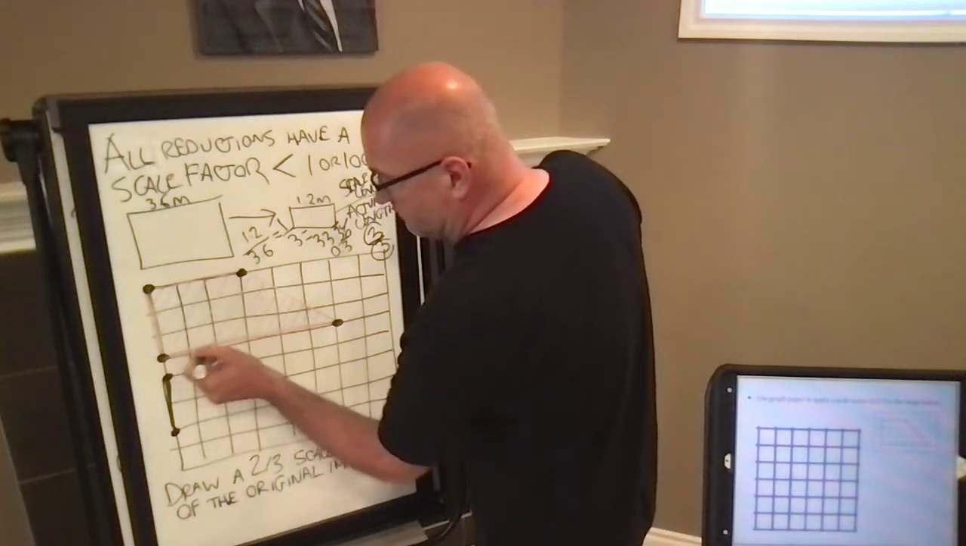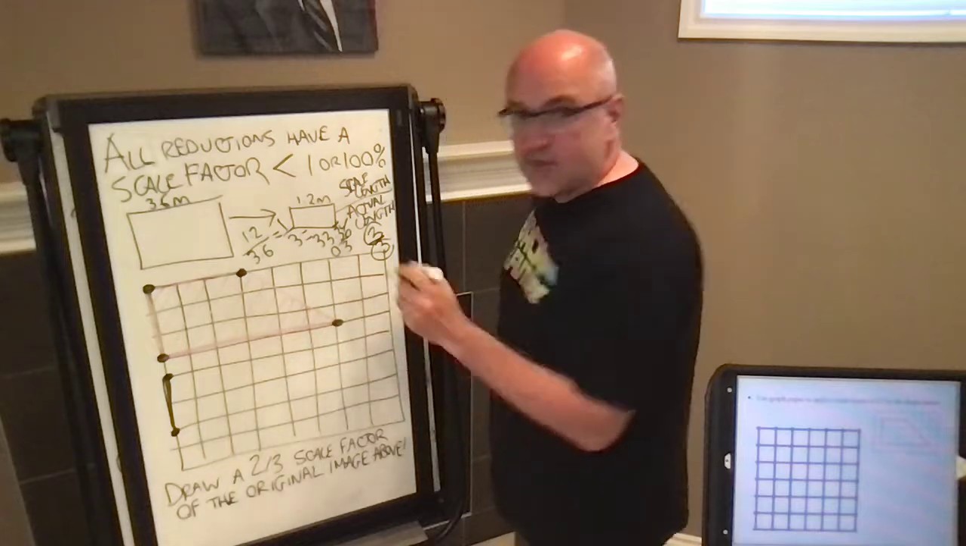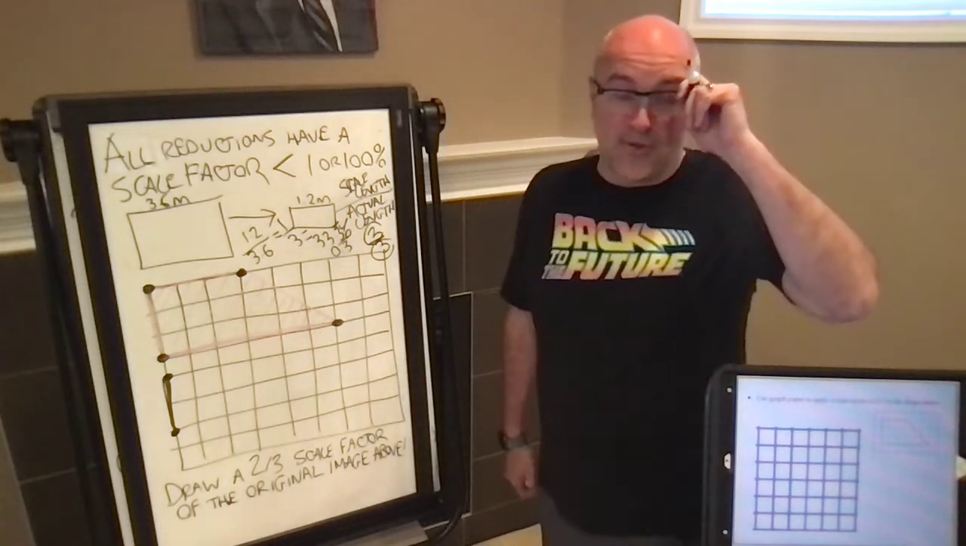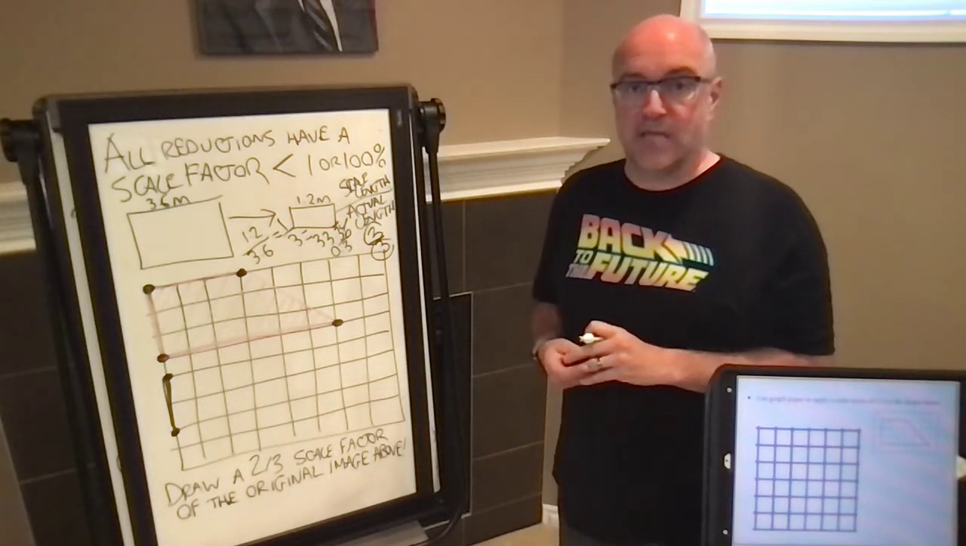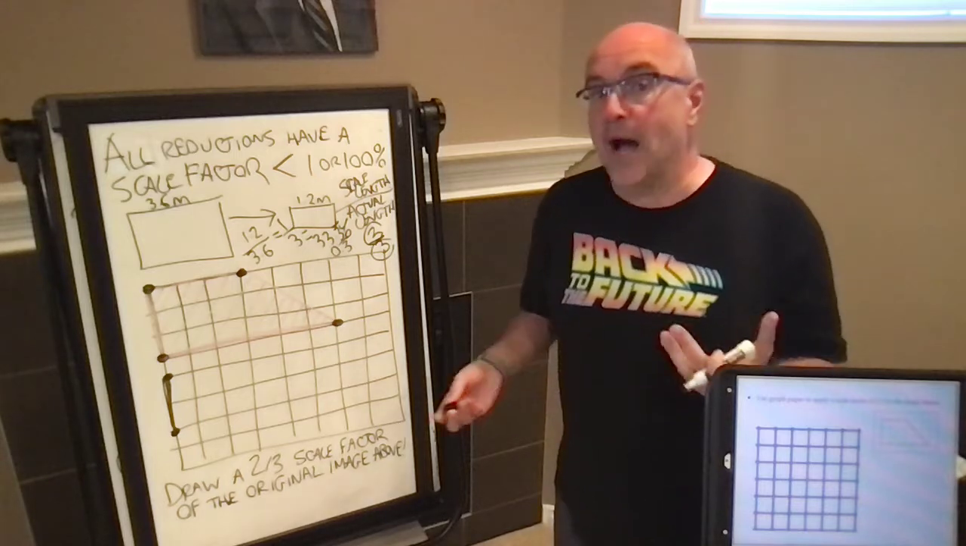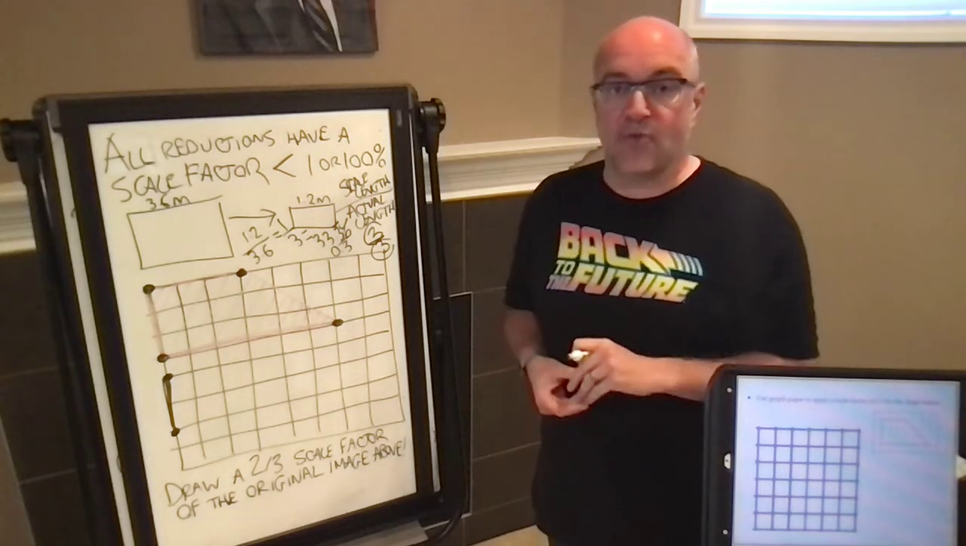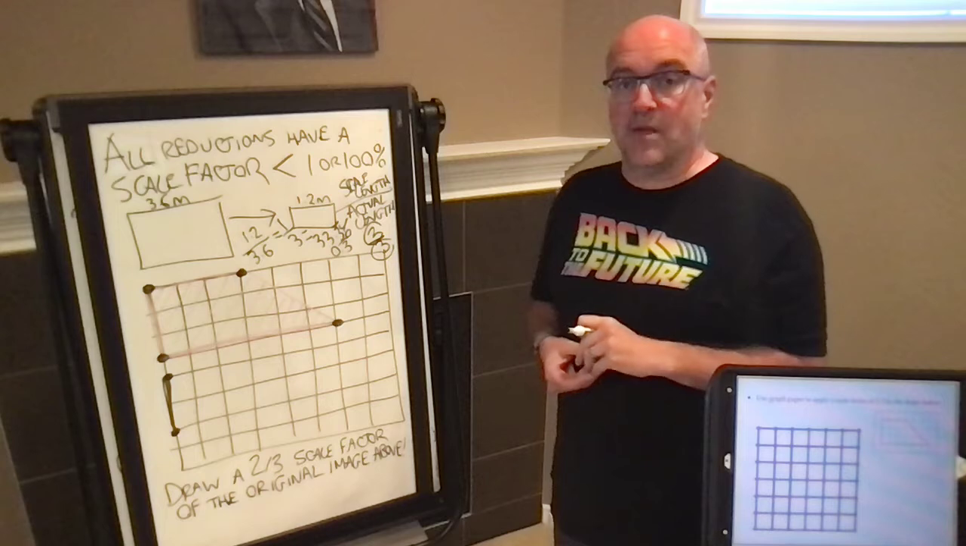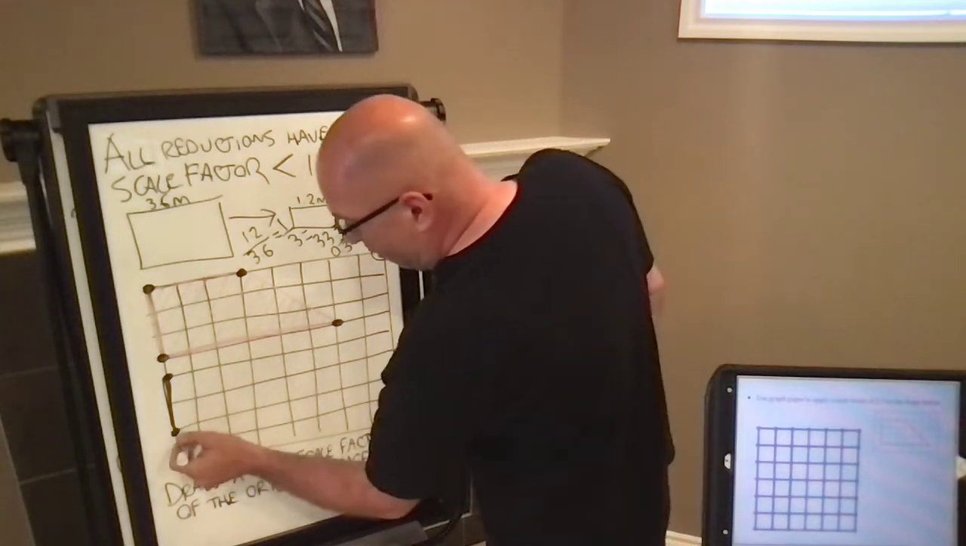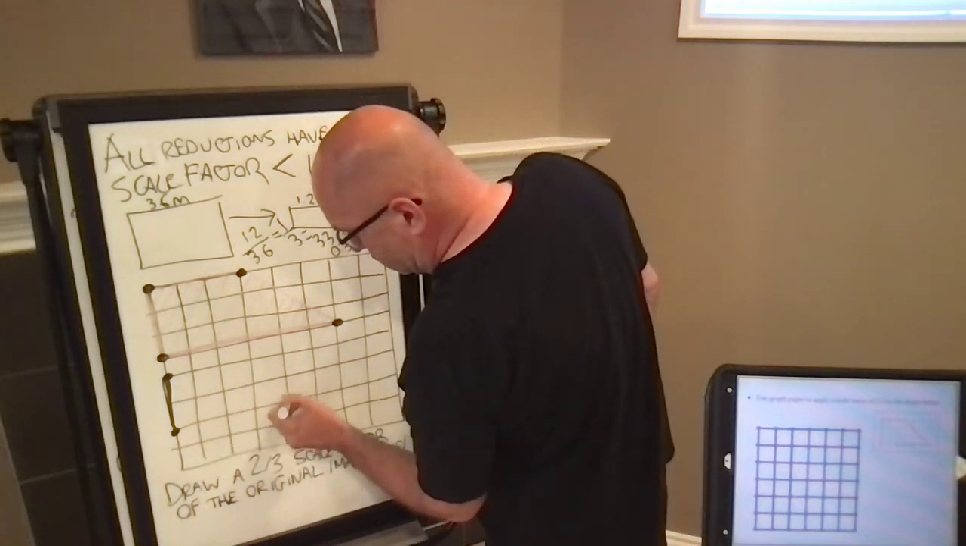This is a length of 1, 2, 3, 4, 5, 6. So I'm going to have 6. For every 3, there's 2. So I'm going to take 6 and multiply it by 2/3. It's going to give me 12 over 3, which is going to give me a value of 4. So 4 is how many I want here.